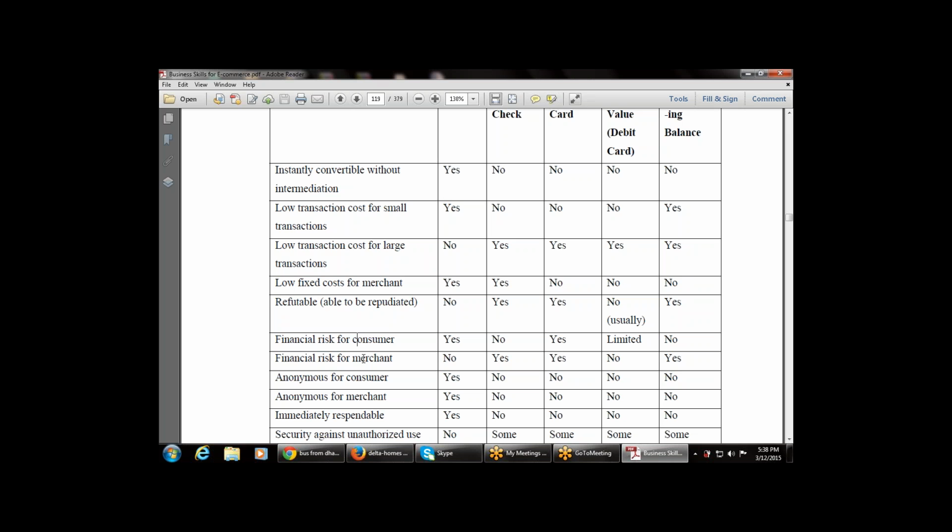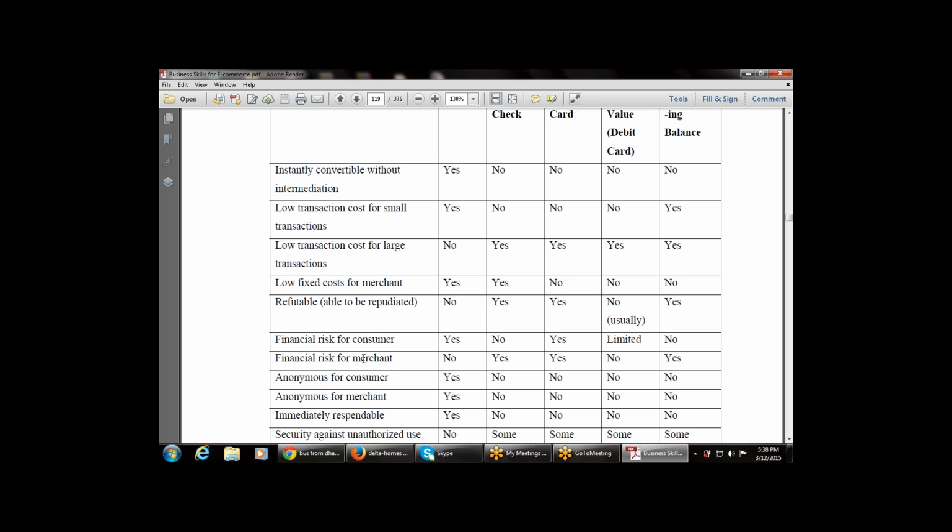Then financial risk for merchant: no, yes, yes, no, yes. Then anonymity for consumer. If there is any anonymity for the consumer, cash is the better option. Debit card, credit card, and debit value accumulating balance are not the better option. Then anonymity for merchants, immediately respondable: yes, no, no, no.